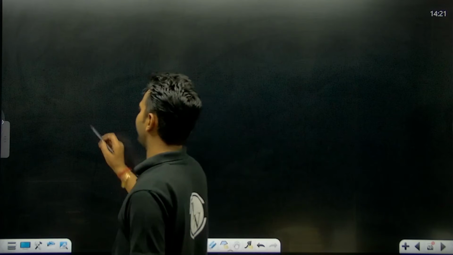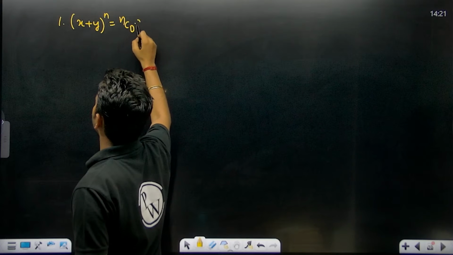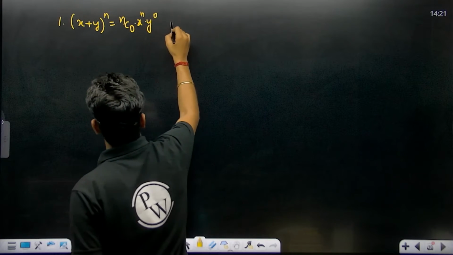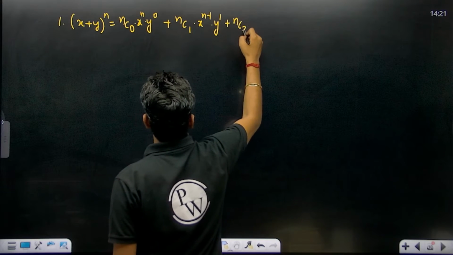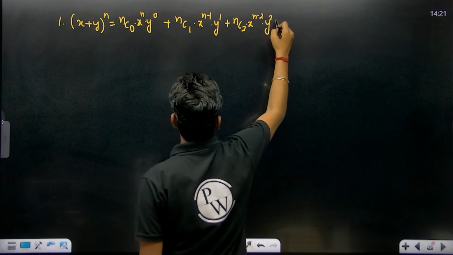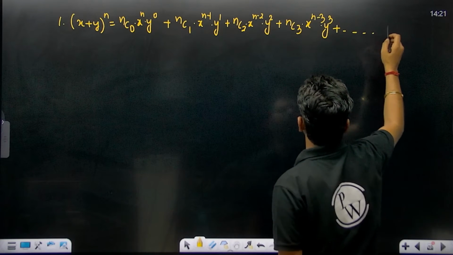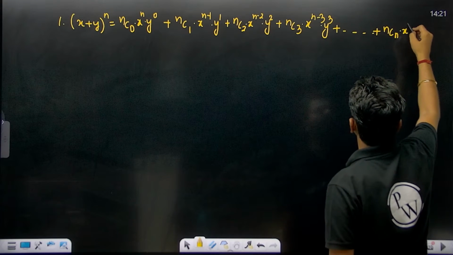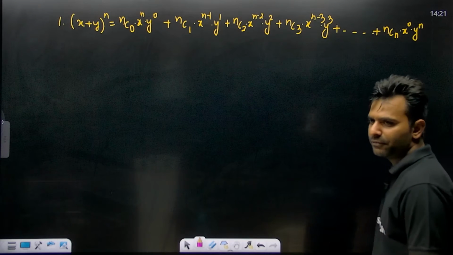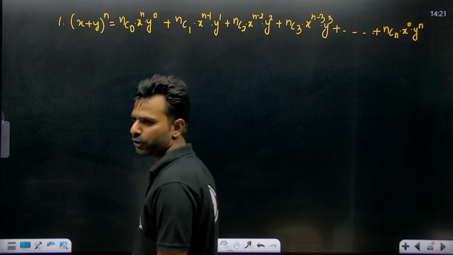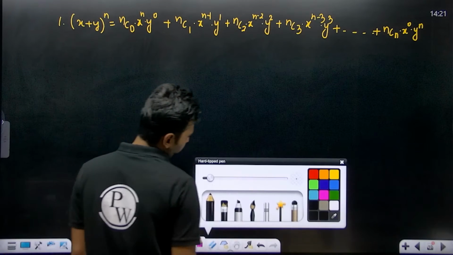Okay. So far we have seen that (x plus y) to the whole power n is equal to what? nC0 into x to the power n into y to the power 0. This is the first term, plus nC1 into x to the power n minus 1 into y to the power 1, plus nC2 into x to the power n minus 2 into y to the power 2, plus nC3 into x to the power n minus 3 into y to the power 3, and so on till nCn x to the power 0 into y to the power n. These are how many terms? n plus 1 terms. In every term, if you see the summation of the powers of x and y, it is going to be nothing but equal to n only.